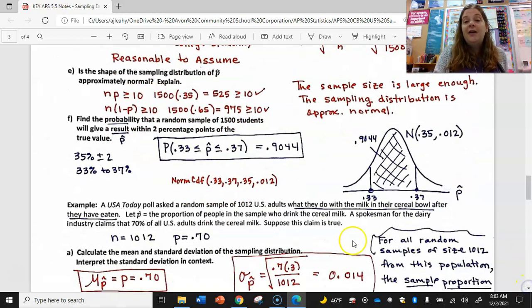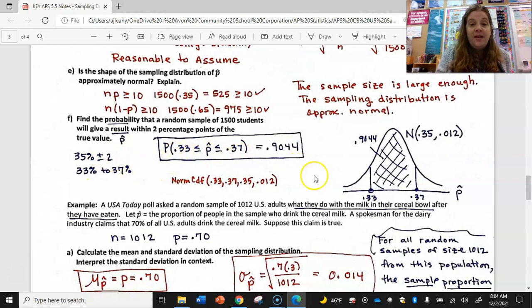So here's what I can do, I can sketch it. I have a sampling distribution of p hat, and we've got p hat down there. I know that the mean of p hat is 0.35 and the standard deviation of p hat is 0.012. This question asks, what's the probability that a random sample of 1,500 students will give a result within 2 percentage points of the true value p? So I'm going to go within 2 percentage points either direction here. That's going to give me 0.33 to 0.37.